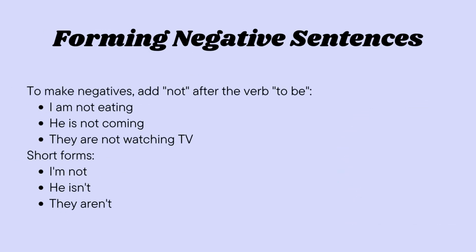To make a negative sentence in the present continuous, we add not after the verb to be. For example, I am not eating, he is not coming, or they are not watching TV. This shows that the action is not happening at the moment.